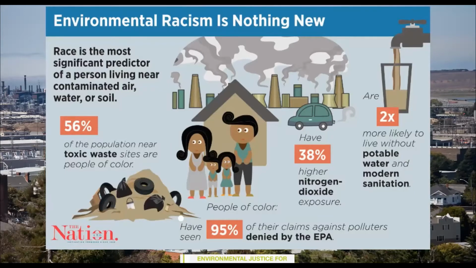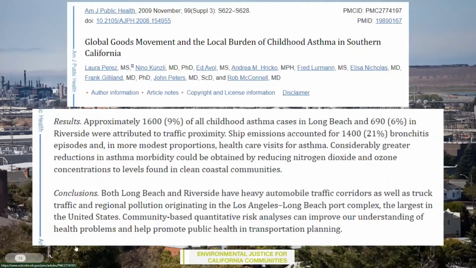On the next slide, we see that this is obviously a long-standing problem. There's an article here from 2009 that lays out the linkage between transportation corridors, like the ports of Los Angeles and Long Beach, and along truck routes in Riverside, that directly contribute to children's asthma burden. So these children are bearing a high health burden, I should say, as a result of our global movements of goods.